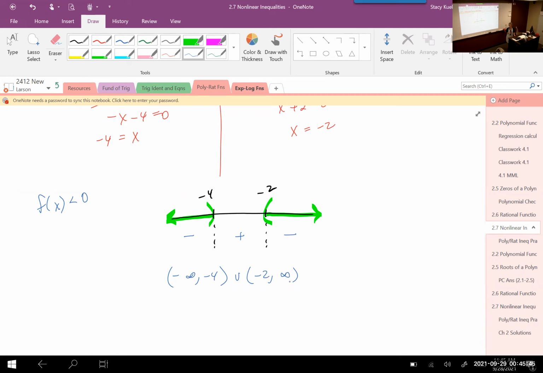Okay? Pretty straightforward. It's kind of rehashing what we've done so far, graphing polynomials and rational functions. Do you have questions on this? Easy money. Okay, all right.